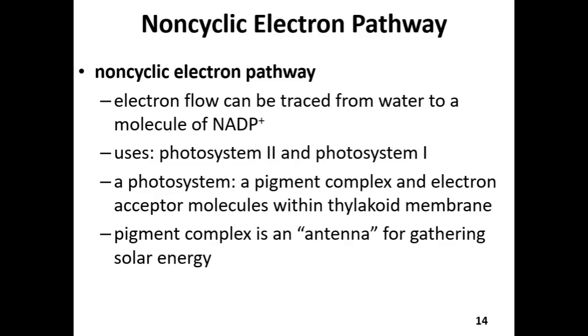The non-cyclic pathway uses two photosystems, photosystem 2 and photosystem 1, and they use them in that order. Photosystem 2 is the first photosystem used. Photosystem 1 is the second photosystem used. A lot of times people ask, why are they named that way? That's just weird, which it is. They were named for how they were found. Photosystem 2 was found second. Photosystem 1 was found first.